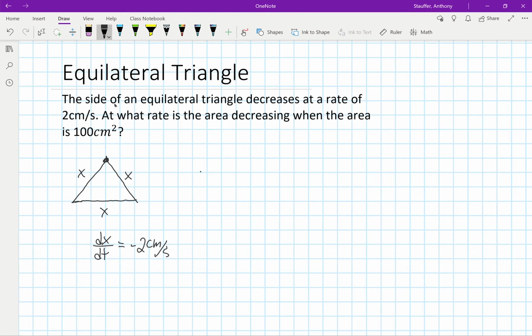Also, we know that we want to be working with the area formula. So if area equals 1 over 2 BH, or in this case, if we just draw it in right here, it's going to be area equals 1 over 2 x multiplied by h. So we don't really get much information about what's going on with h. So what I'm going to do is get it in terms of x.